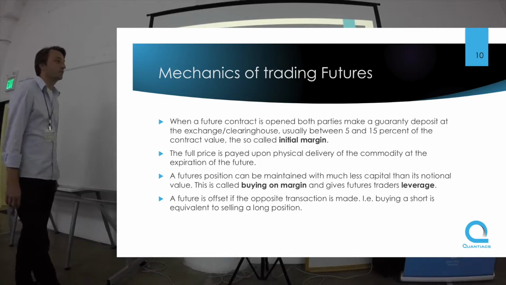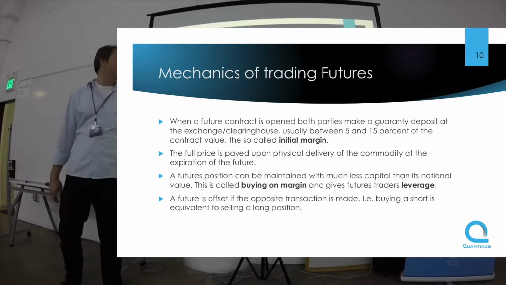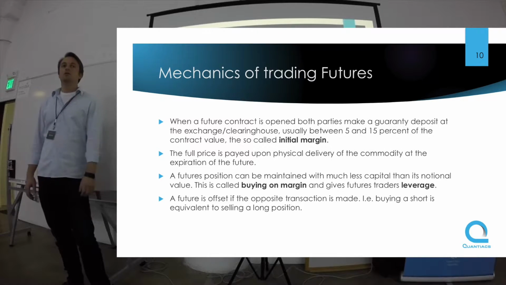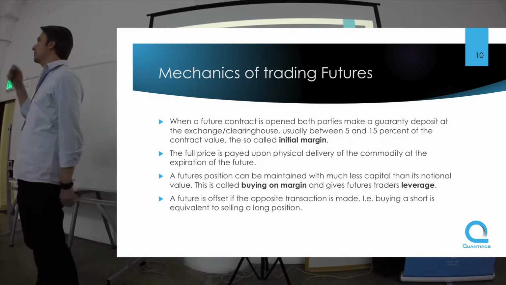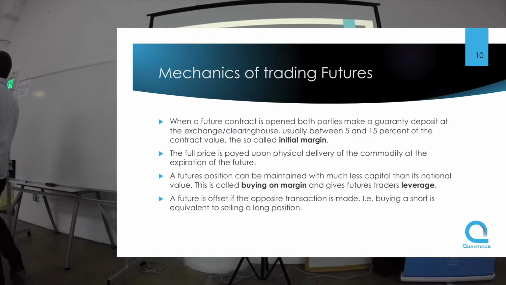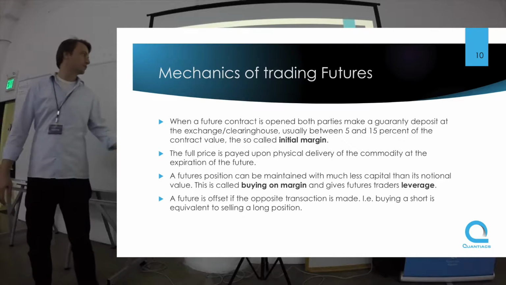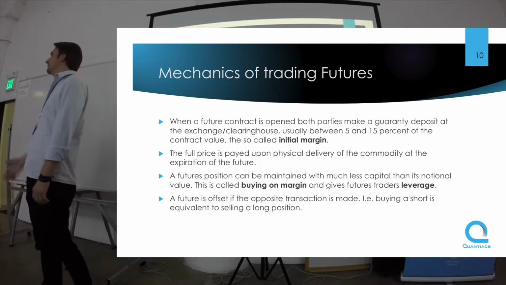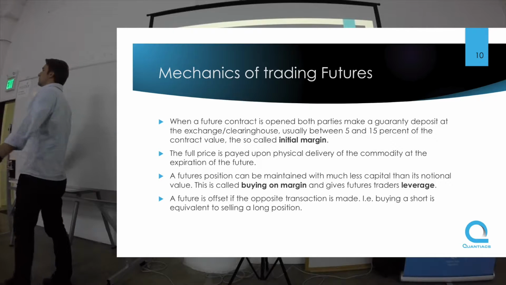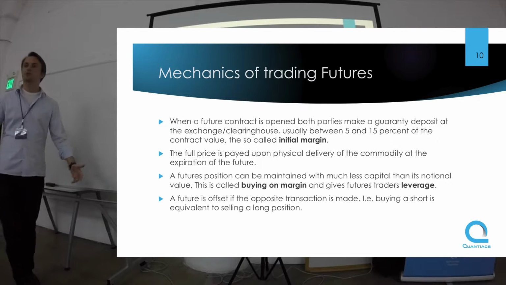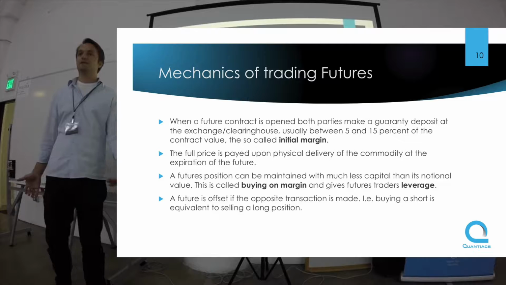So the full price is only paid upon physical delivery of the commodity at the expiration of the future and not right away. So if, let's say, Novi and I agree on a delivery of wheat in March 2016 and the notional value of the contract would be 25K, this would take a down payment of 2,500 from you and 2,500 from me, and the future contract would be created, would exist.